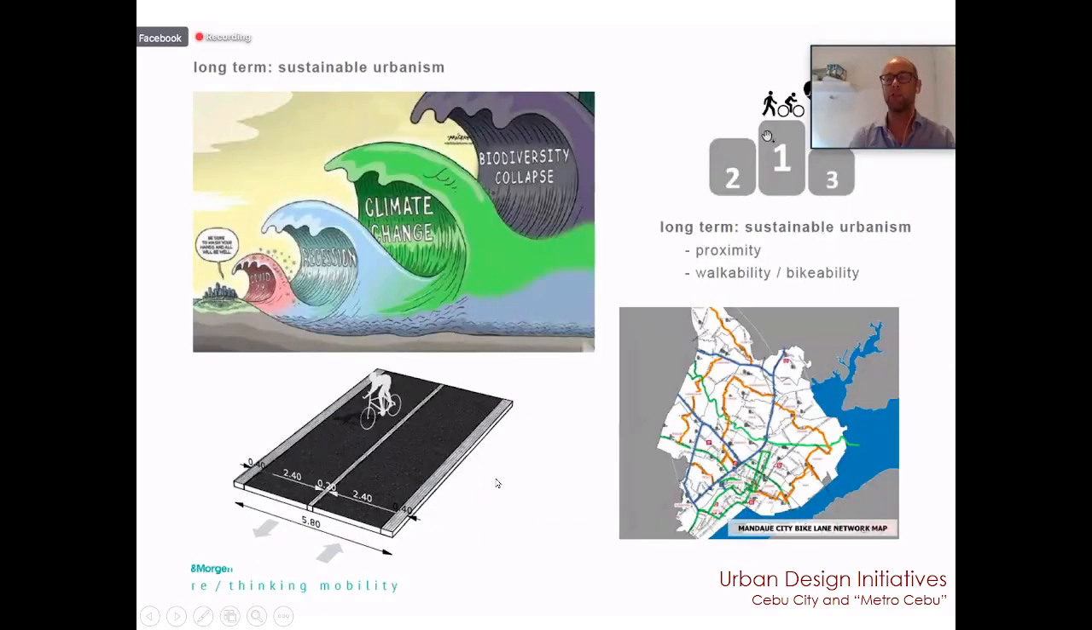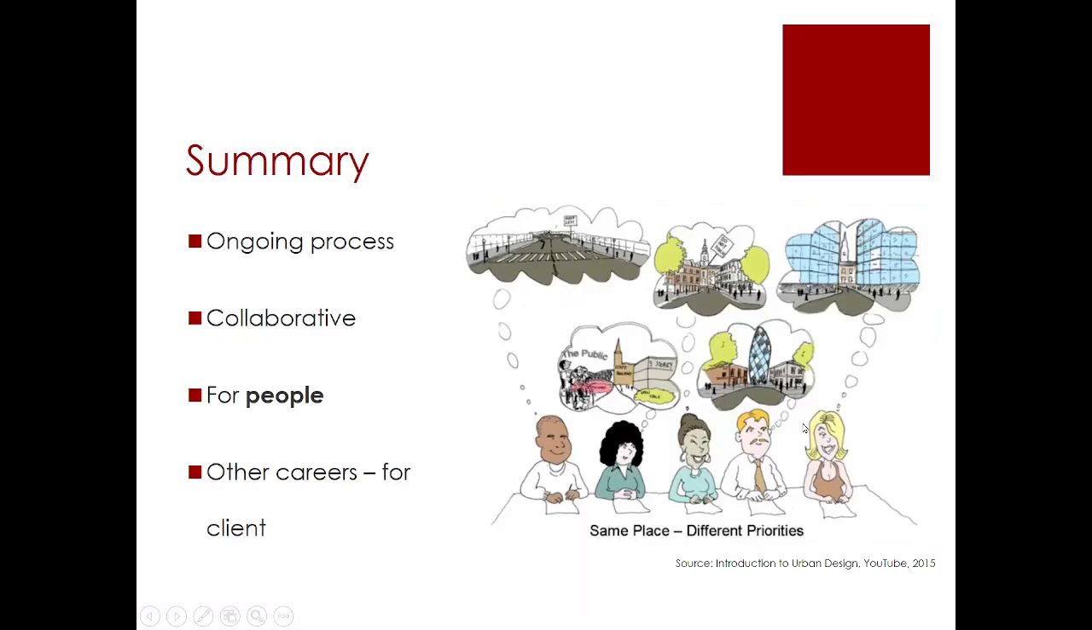And then some long-term projections: if we move away from private vehicles, we're reducing our carbon CO2 emissions. We're preventing or mitigating the effects of climate change. And one of the bigger things is the biodiversity collapse due to the pollution and all of the negative impacts from the industrial revolution that have been done since the 1800s. So basically, we need to bike more, walk more, and drive less.